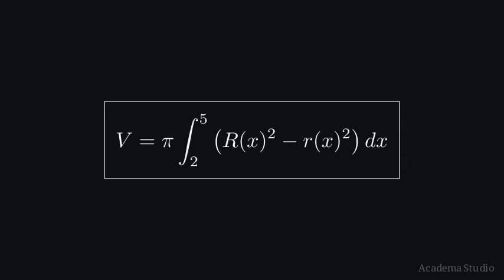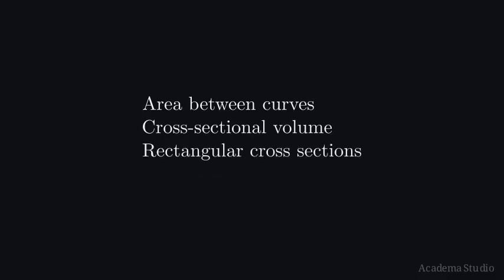For part A, area between curves is top minus bottom. For part B, the rectangular base is g of x, its height is half of g of x, and the cross-sectional area is g of x times half g of x. For part C, the outer radius reaches the x-axis, while the inner radius reaches the graph of g. The washer method uses outer radius squared minus inner radius squared. Area between curves. Cross-sectional volume. Rectangular cross-sections. Washer method.